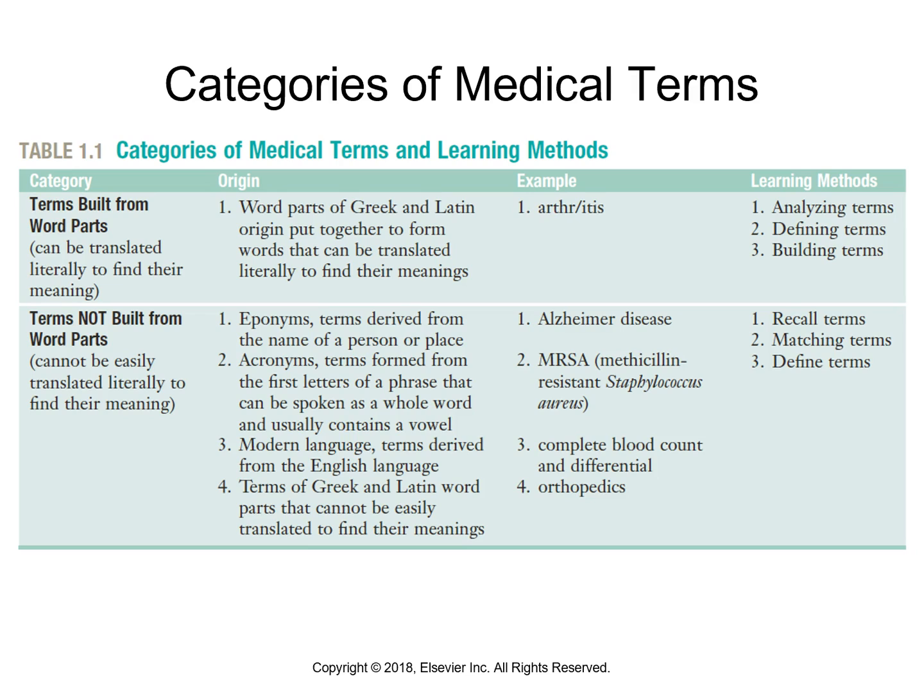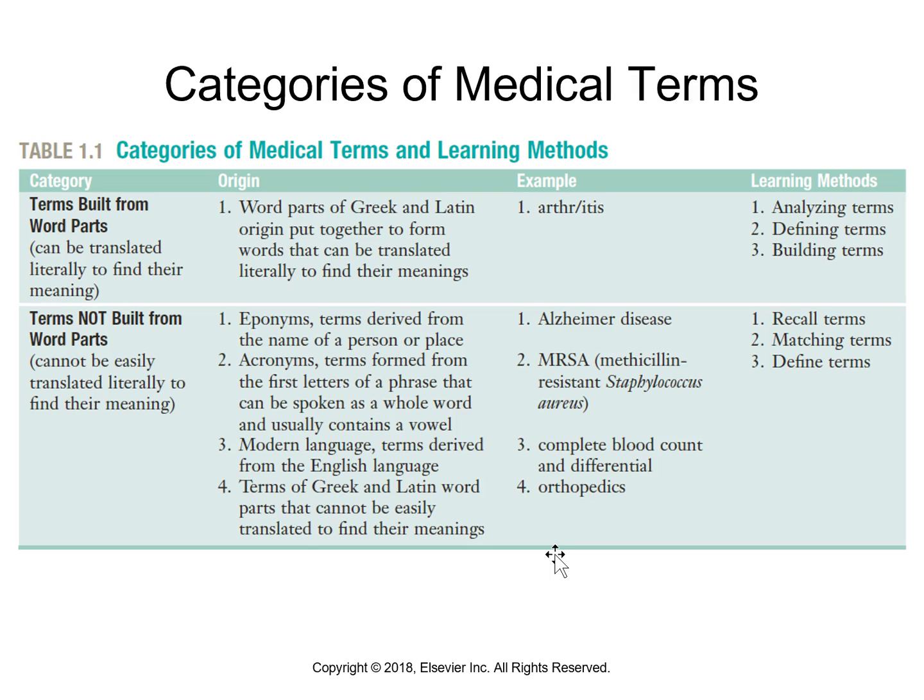Okay? And then we have terms not built from word parts, which we just went over the first three, but the fourth one is a new one. It is terms of Greek and Latin word parts that cannot be easily translated to find their meaning. Okay, so an example of this they provided is orthopedics. I mean, that word kind of looks like it could be directly translated, but it really can't. It's not easily translated. So, it is a term that is not built from word parts.